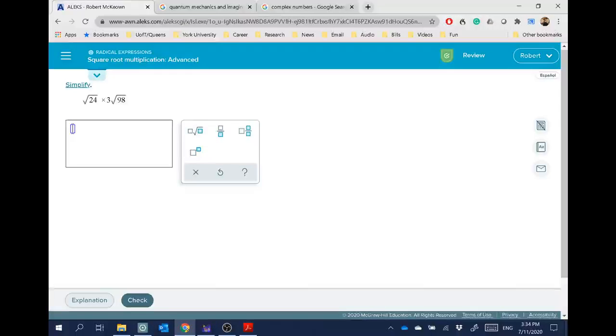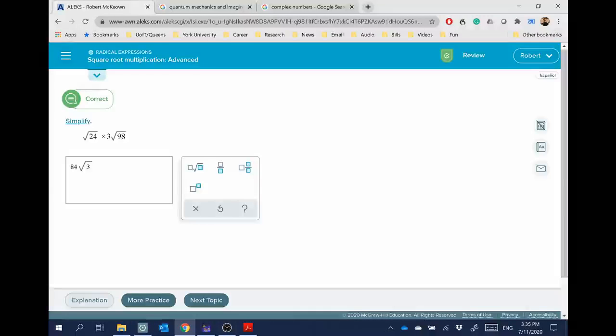Let's put our answer into ALEKS. So I'll start by typing 84, and then I'll click this button right here. And so the first little box represents the 84, and then I've got the square root symbol that's going to be put in for me. And I type in 3, and if I hit the check button, we've got the right answer.